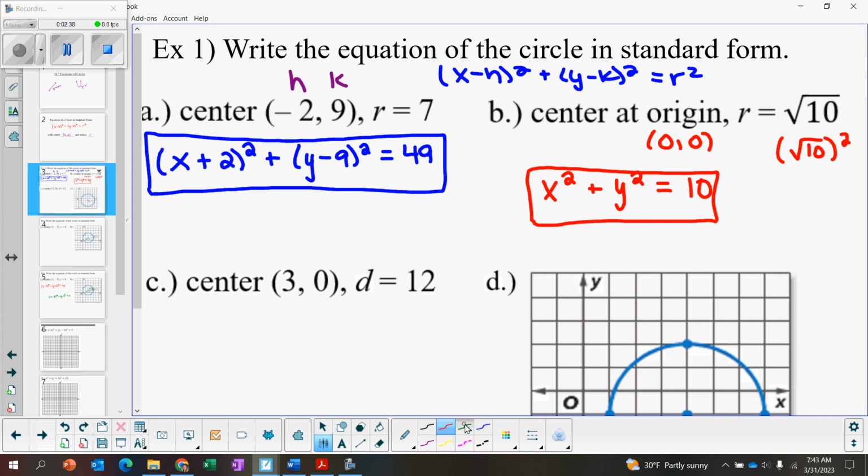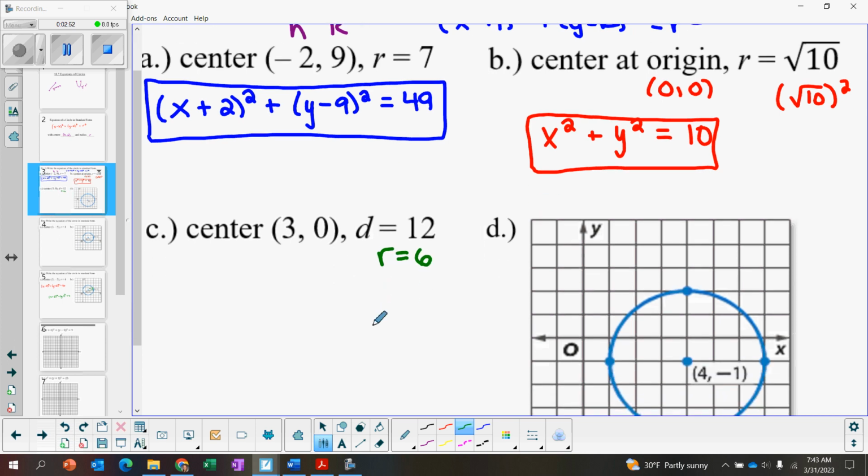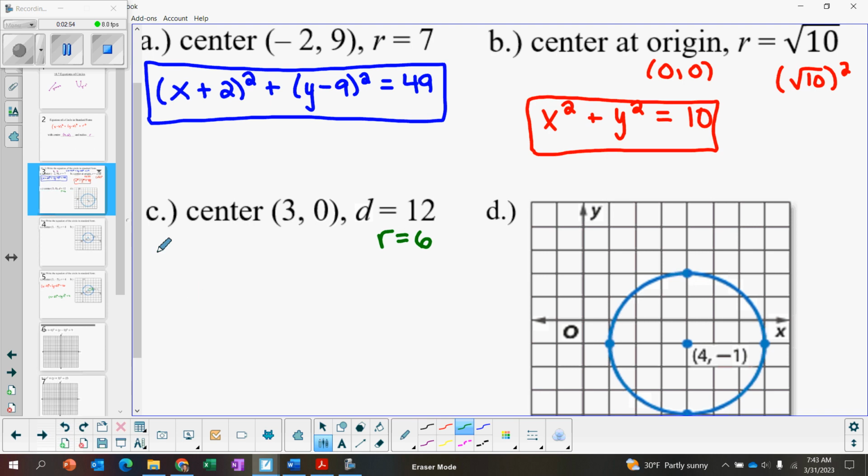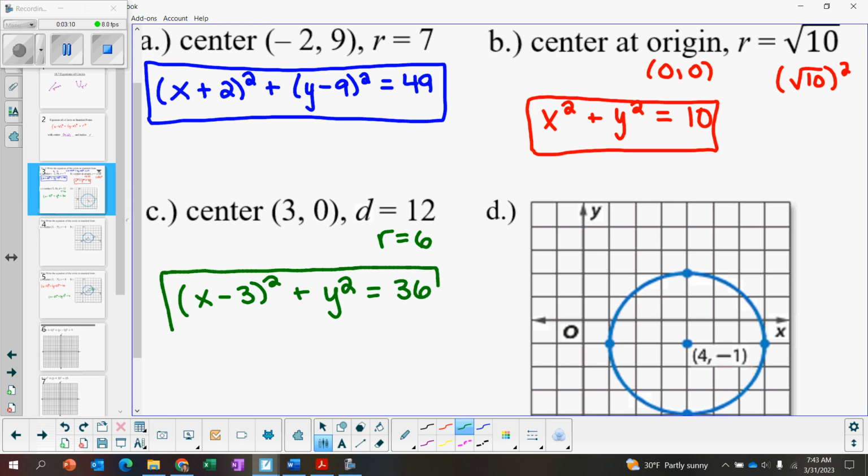This next one has a center at (3, 0) and a diameter of 12. The diameter is 2 times the radius, so that means our radius is really 6. When I plug this into the formula, we have x minus 3 squared plus y minus 0, which is just y, squared equals 6 squared, which is 36. And that's my equation there.